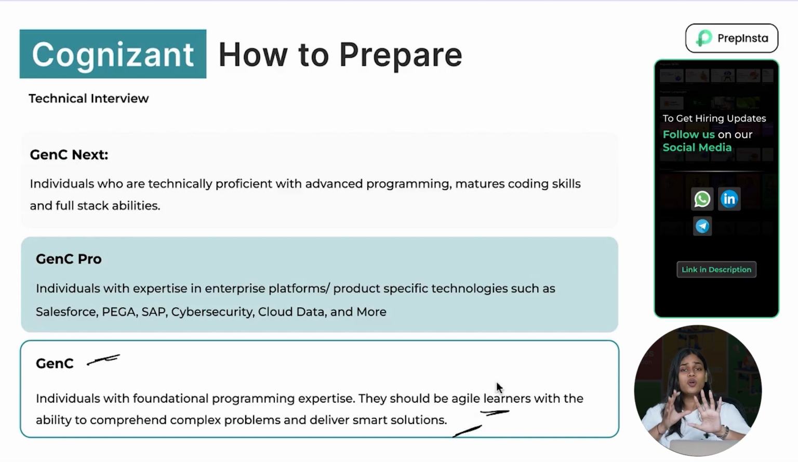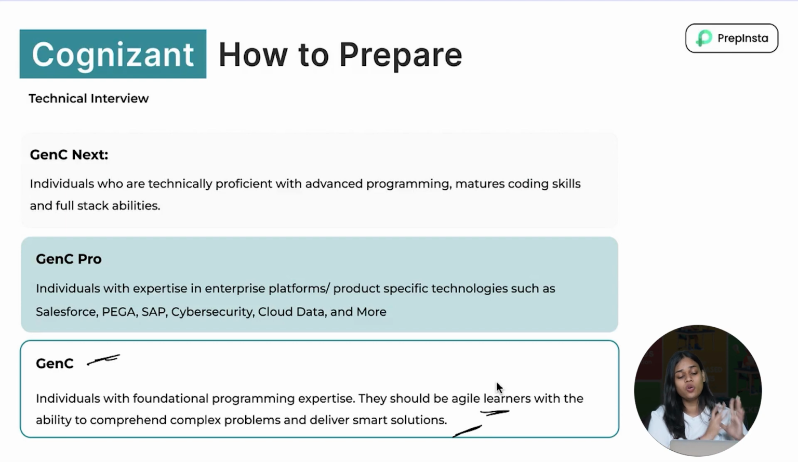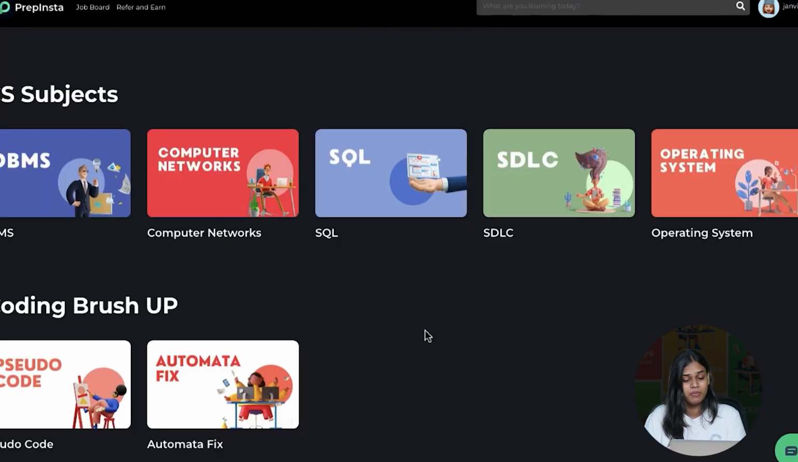So, if you want to get hired for the Gen Z role in Cognizant, just basic knowledge of coding, basic expertise, basic solution, basic innovation is enough for you. For the pro level, you need expertise in enterprise platforms, product-specific technologies such as Salesforce, Pega, SAP, cybersecurity, cloud data, and more. So they're asking for cybersecurity for the pro role, and we have cybersecurity on Prep Insta Prime as well.